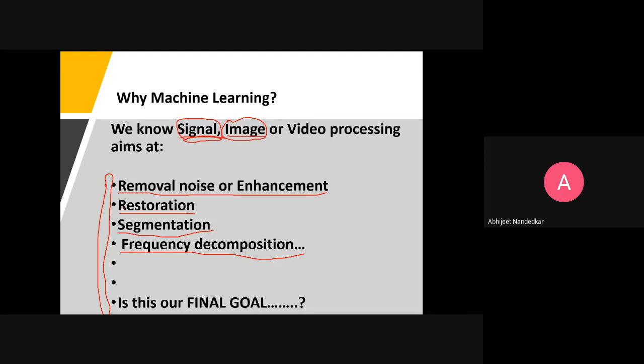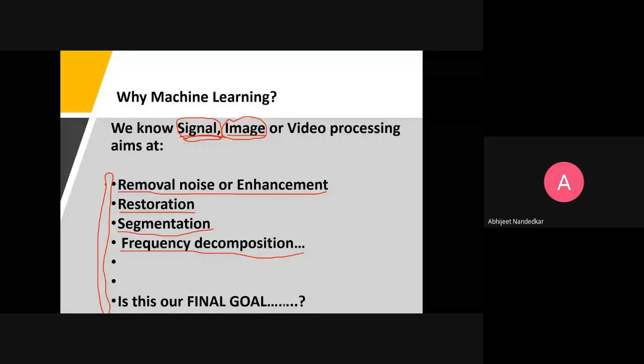So my basic aim is to tell you that these core subjects are basically doing the pre-processing of signals. That is not our final goal. My final goal is something else. That is not the end of my process. My process begins once the signals are cleaned. When they are cleaned up, my machine learning will start.